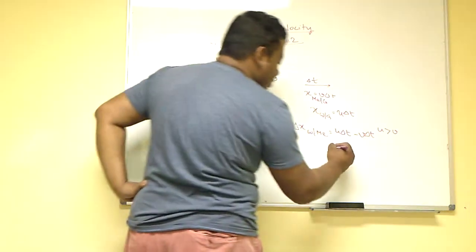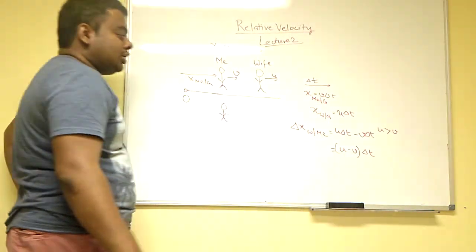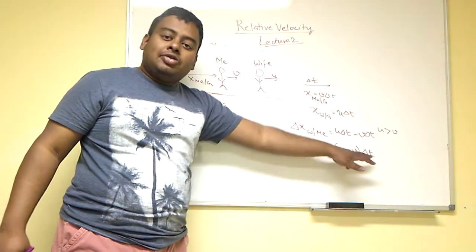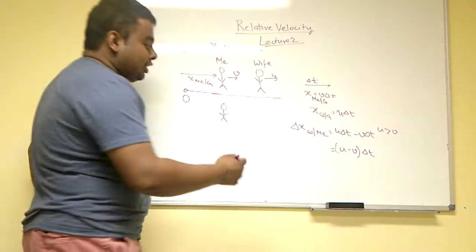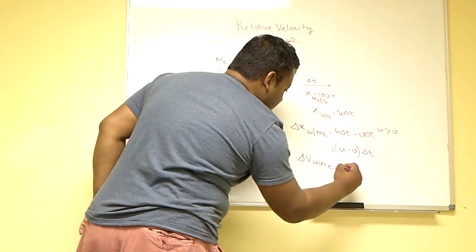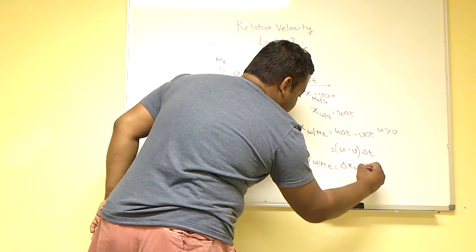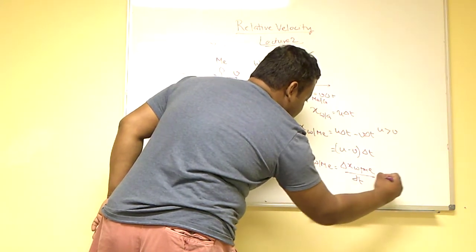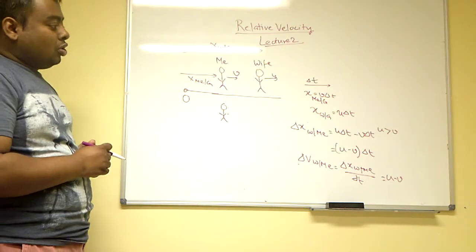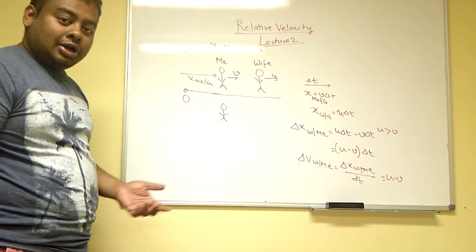So it becomes (u minus v) delta t. So the relative distance of my wife with respect to me is (u minus v) times delta t, and that gives rise to the relative velocity of my wife with respect to me, which is defined as delta x of wife with respect to me divided by delta t, equal to u minus v. Right? So that concludes how we can calculate relative velocities.